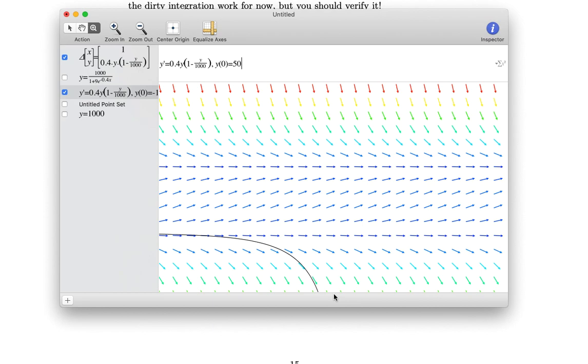Again, 50 deer, let's see what happens. I think you're seeing what's happening over here. The population is slowly growing, and all of a sudden it kicks up as there are more deer. But it levels off at 1,000. Logistic model. Thank you.